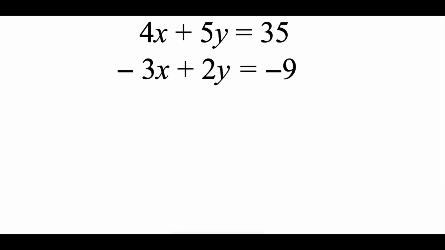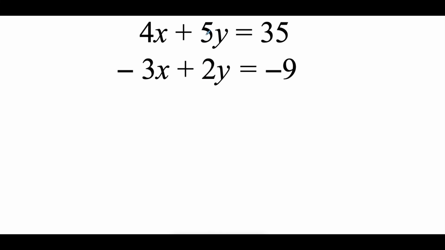As we take a look at our next example, we've got the equations 4x plus 5y equals 35 and -3x plus 2y equals -9. We're going to check out the variables. If we look at the x's, we've got 4x and -3x. There's not really a nice way to take 3 and multiply it by something in order to get 4 as our answer. So let's check out the y's.